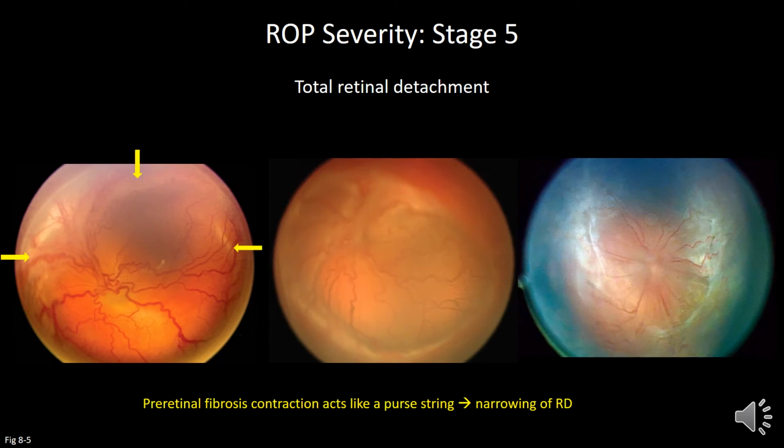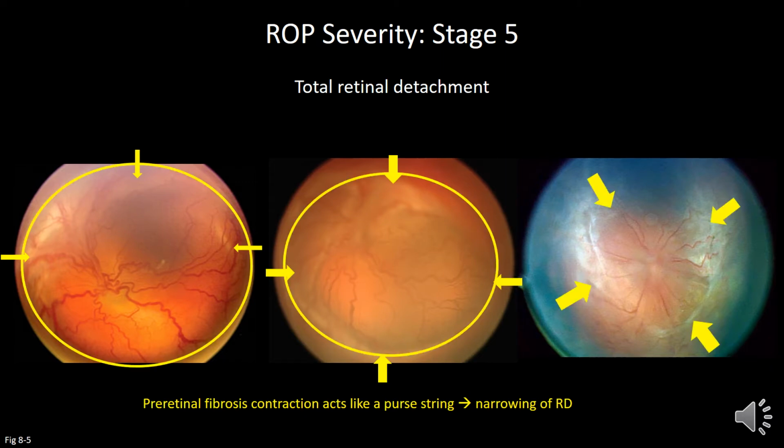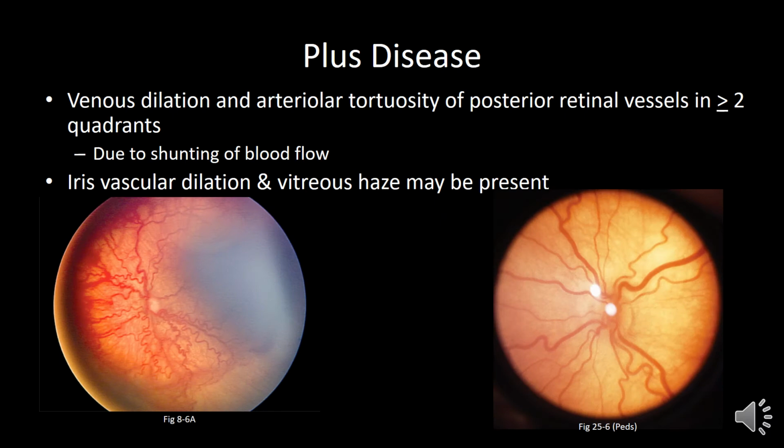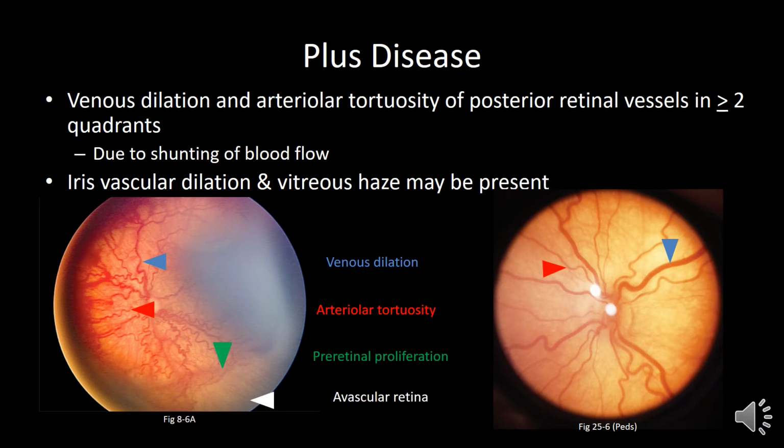Here we can see the preretinal contraction, and as it progresses, it acts as a purse string, causing the retinal detachment to narrow. Also, plus disease can be seen in each of these photos. Plus disease is venous dilation and arteriolar tortuosity of the posterior retinal vessels in at least two quadrants due to shunting of blood, signifying severe disease. Iris vascular dilation and vitreous haze may also be present. Both photos show pronounced plus disease, and also inferior temporally here we can see preretinal proliferations and peripheral avascular retina.